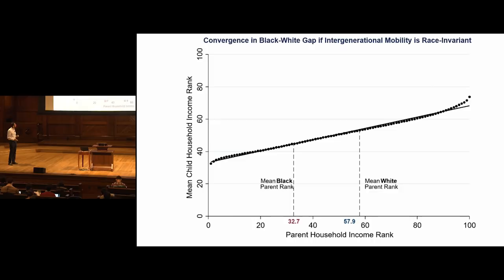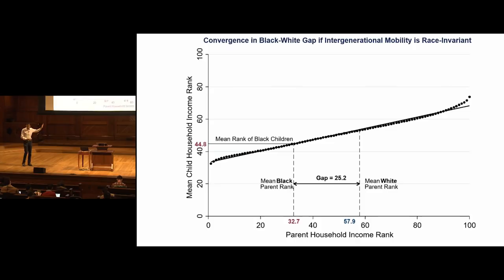So what I want to do now is ask, this is the gap that we see in the current generation. Suppose hypothetically that both Black and white Americans faced exactly the same intergenerational mobility curve that's plotted in black there. What that intergenerational mobility curve allows you to do is to make a prediction about what is going to happen in the next generation to average incomes. In particular, the average Black kid is growing up in a family at the 33rd percentile. If you just read off of that line, what that's telling you is kids at the 33rd percentile, on average, end up at the 44.8th percentile themselves in the next generation. That's what we see in the data, okay?